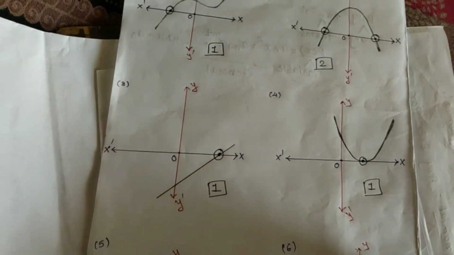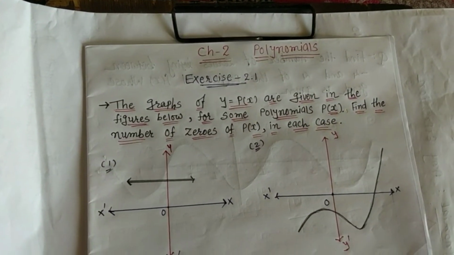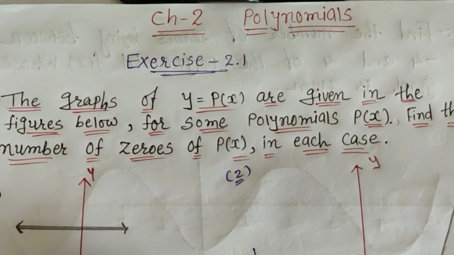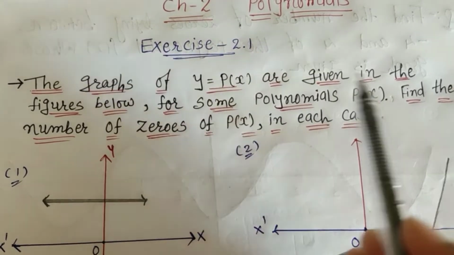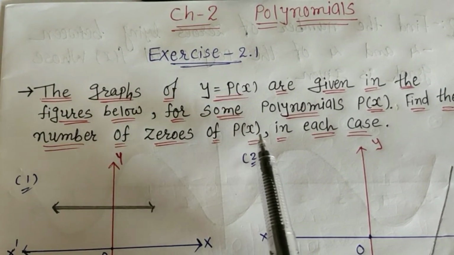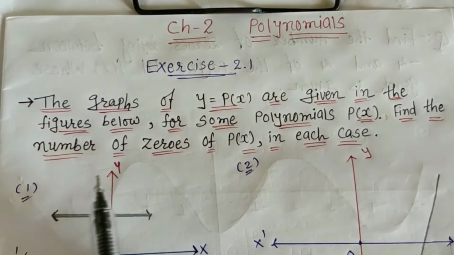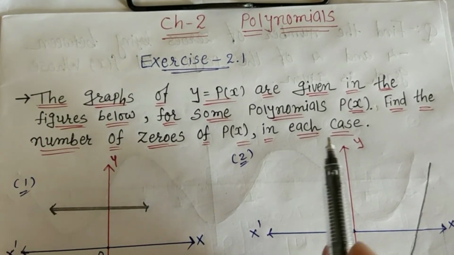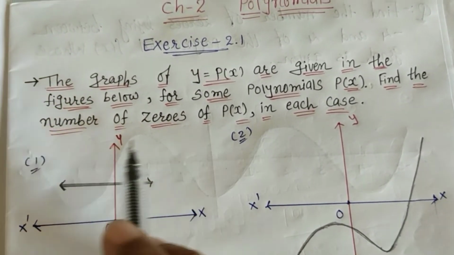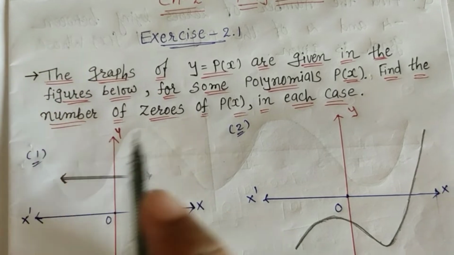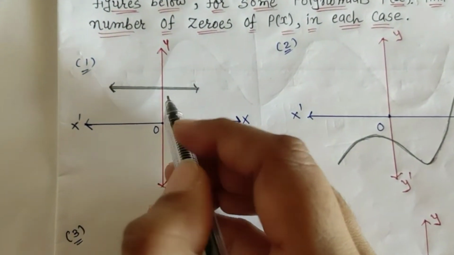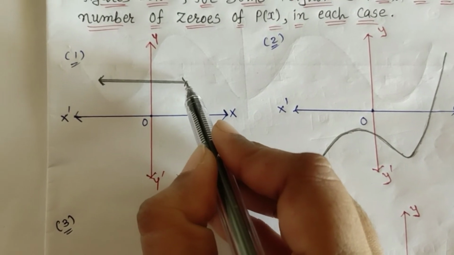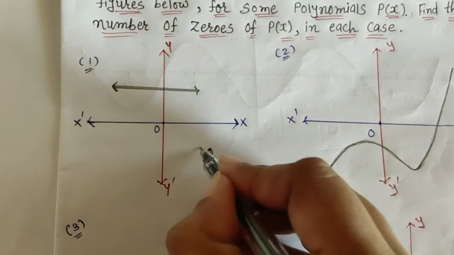Okay, now we'll go for exercise 2.1. Exercise 2.1 first question है. The graph of y = p(x) are given in the figures below. For some polynomials p(x), find the number of zeros of p(x) in each case. What we have to find? We have to find number of zeros. Remember that. Then we will go for the first question. In first question, graph is not touching to x-axis, then answer is 0.